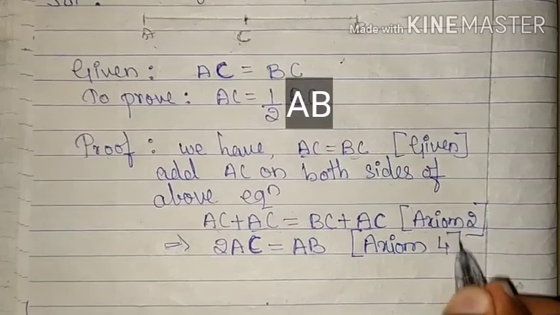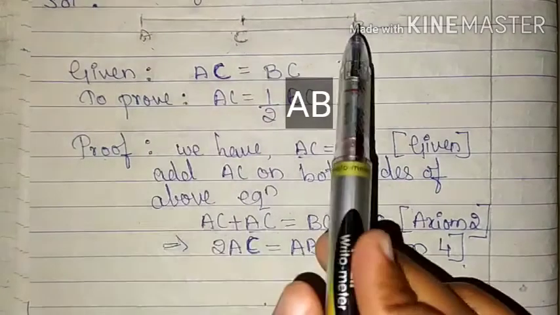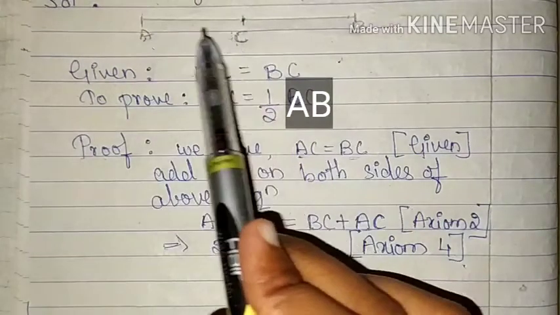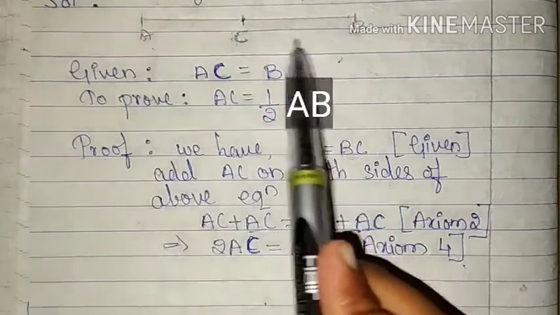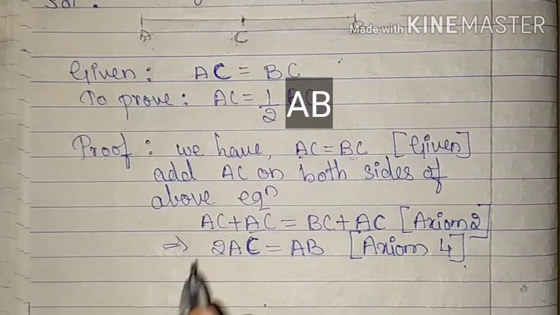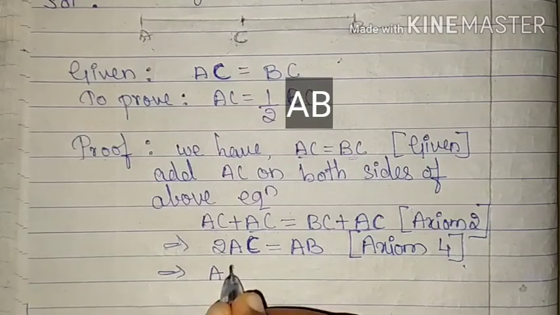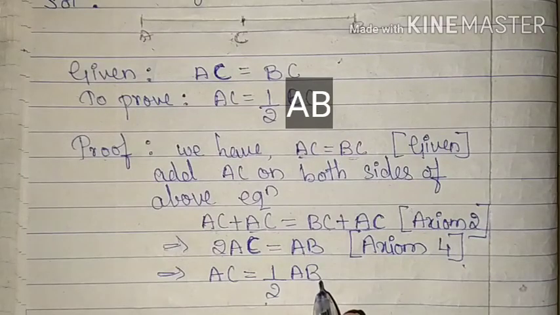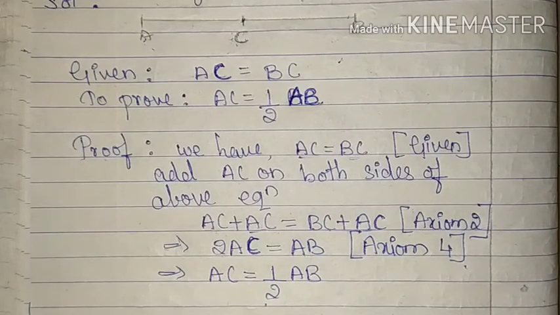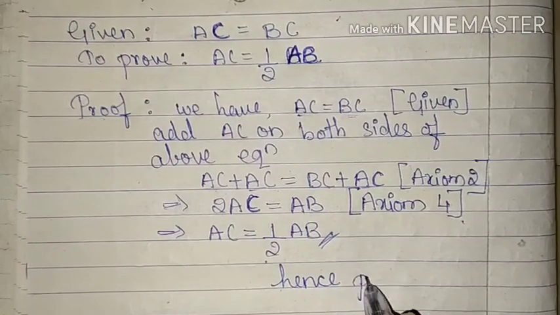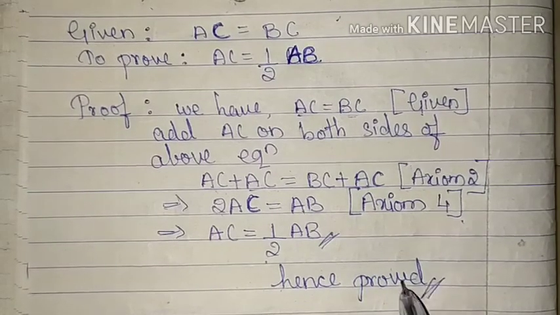4. It says that if things coincide with one another, then they are equal. AB coincides with BC plus AC, so AB will be equal to BC plus AC. Using axiom 4, we get the result 2AC is equal to AB. So now transposing 2 to the other side, AC is equal to half AB. Hence proved. We were supposed to prove AC is equal to half AB and we proved it.